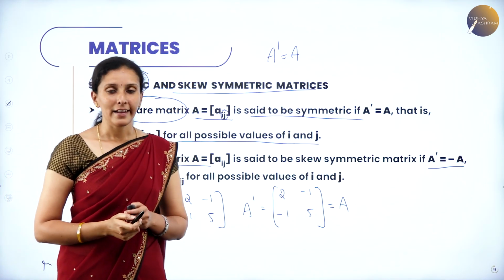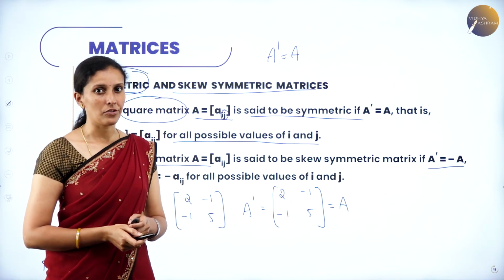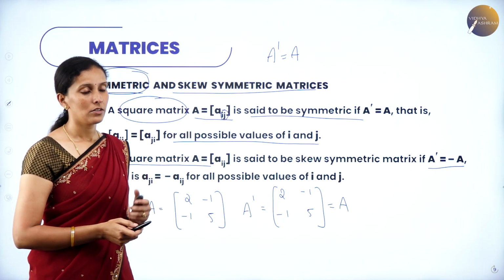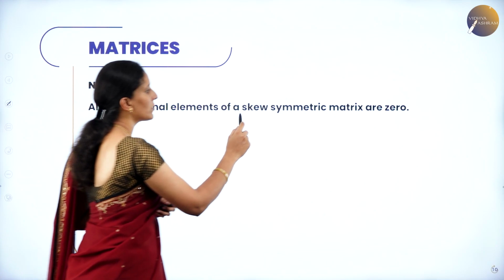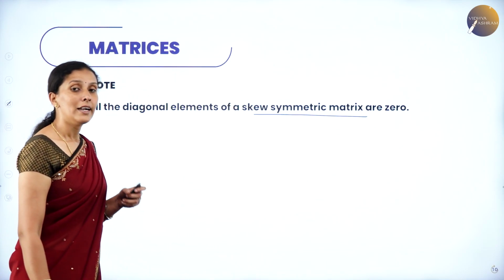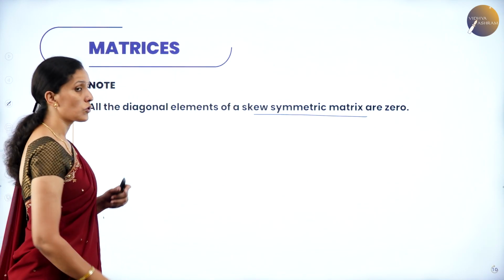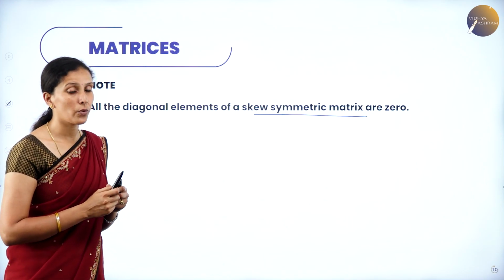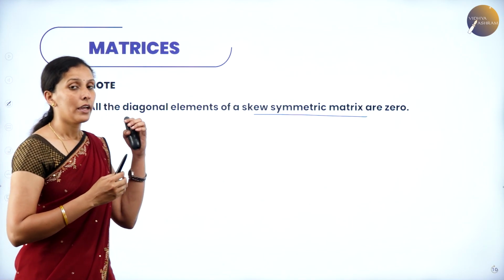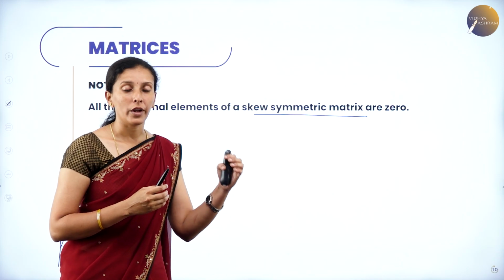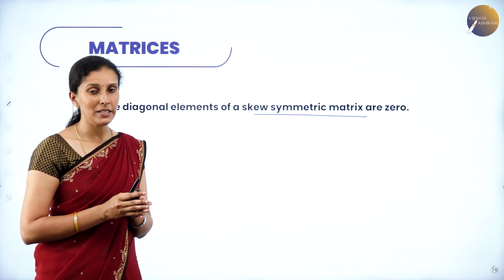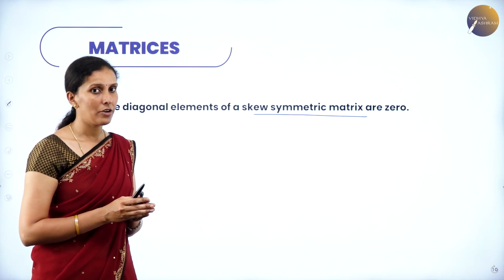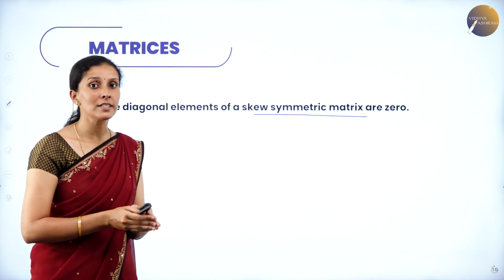Now, let us take an example of a skew symmetric matrix. So before taking an example, note that in a skew symmetric matrix, all diagonal elements are 0. So what do you mean by diagonal elements in a square matrix? The elements a11, a22, a33, that is the principal diagonal elements, are called diagonal elements. So in a skew symmetric matrix, the diagonal elements are always 0.